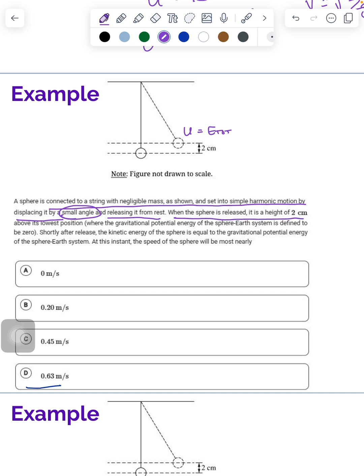When the sphere is released, it is at a height 2 meters above its lowest position, meaning that this here is going to be where potential energy is equal to 0. It can't go any lower than that. Shortly after the release, the kinetic energy is equal to the gravitational potential energy. Now, at first, I thought it meant that all of the potential energy became kinetic, but it's saying that they are equal values now. So it's going to be at that halfway mark, where half of it is potential, half of it is kinetic. If the total is the initial potential energy, then half and half would be 1/2 of the initial potential, and the other half would be kinetic energy.